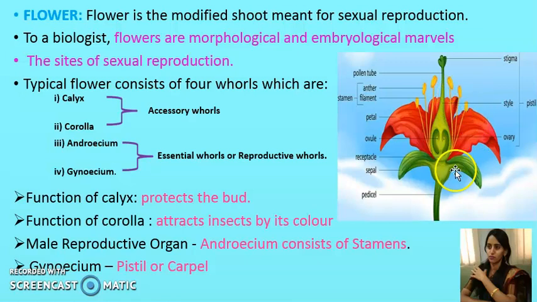This is a stamen, and the stamens together form androecium, and androecium is the male reproductive part of the flower. And this is the gynoecium. It is also known as pistil. The pistil is made up of carpels, and it is the female reproductive part of the flower. All these whorls, that is calyx, corolla, androecium and gynoecium, are present at the tip of the flower stalk, that is known as the thalamus.